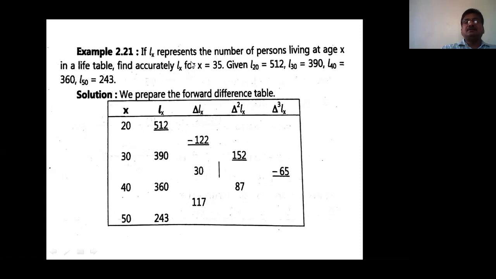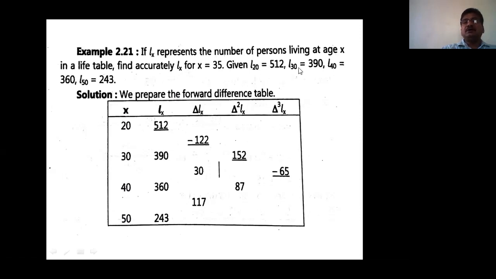That is, what is the first column in the forward difference table? The first column is x, and what is x? X is 20, 30, 40, and 50. This is the first column x, and the corresponding values of L x are what? At 20, the value of L x is what? 512.